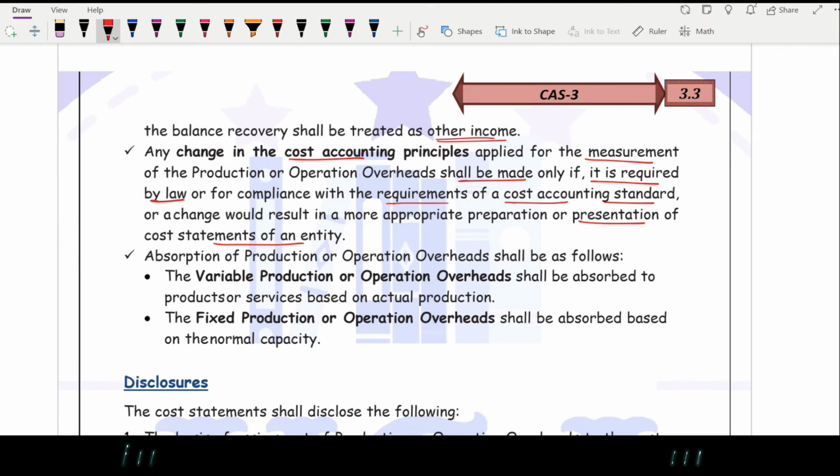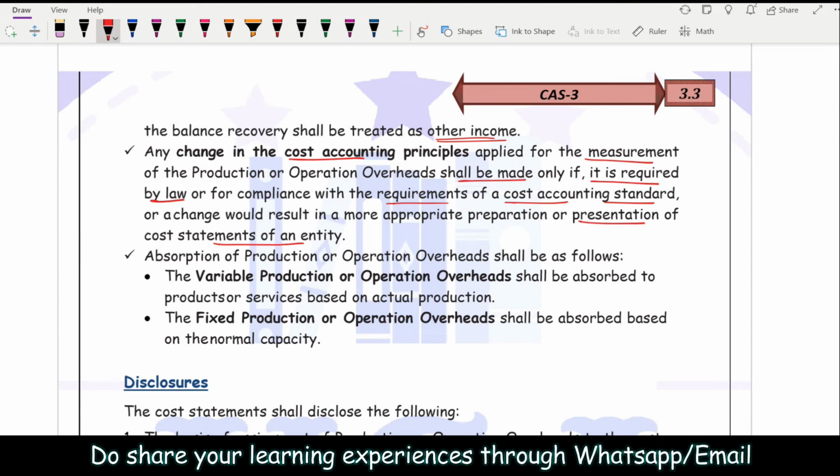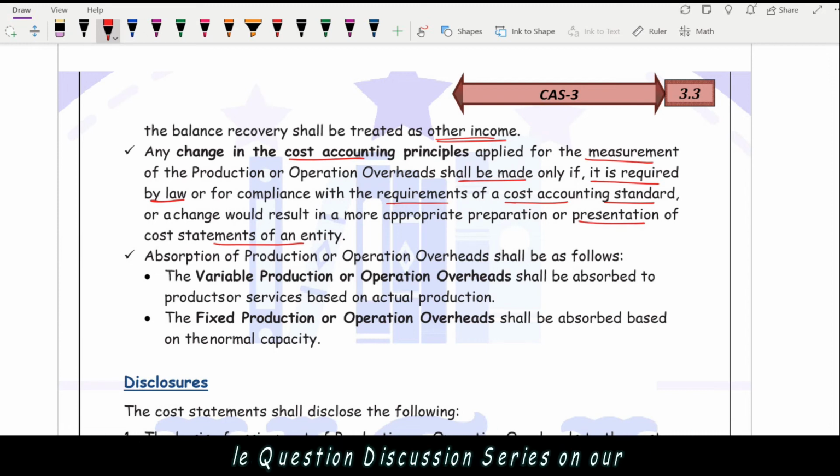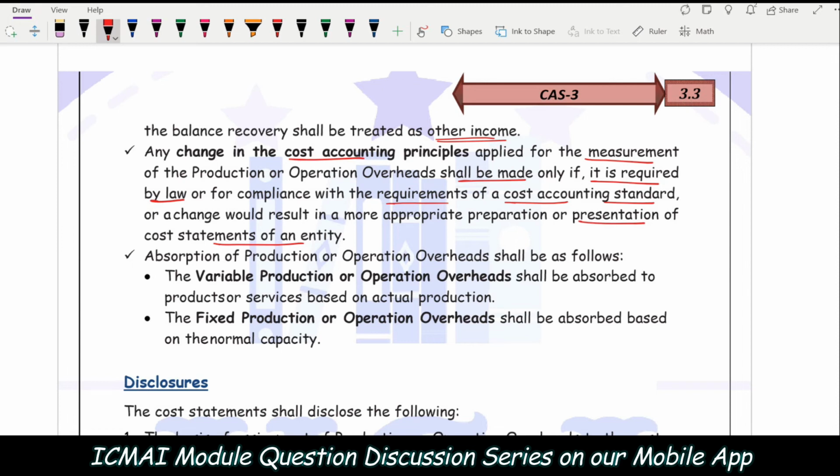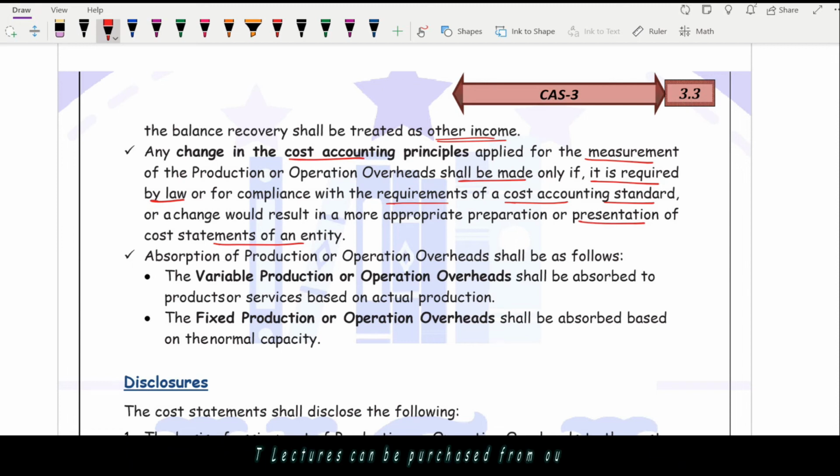If the law requires, then you have to change it. If changing the cost accounting principles will give a better view of your cost statements, then yes, you should change it, right? So it should be for a logical reason.